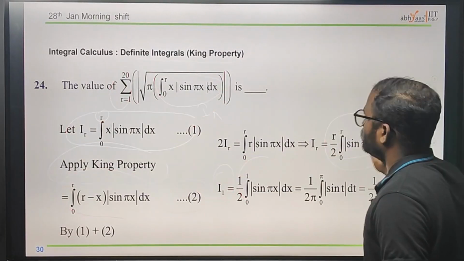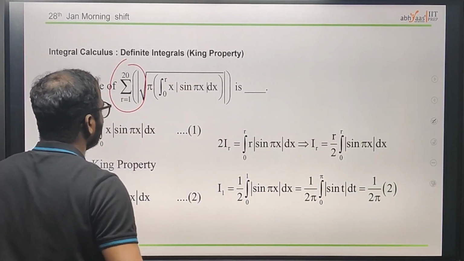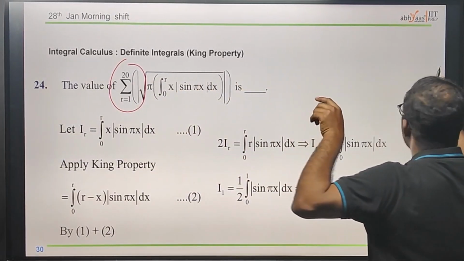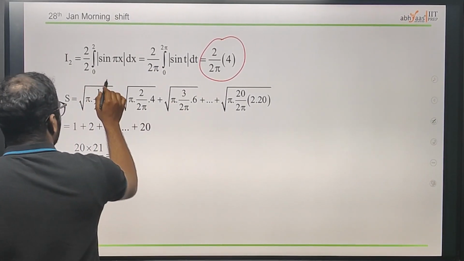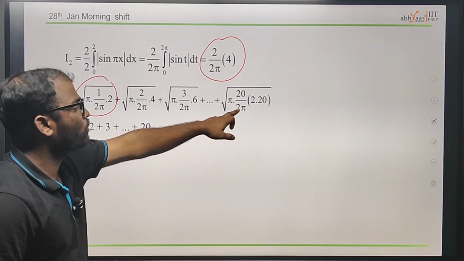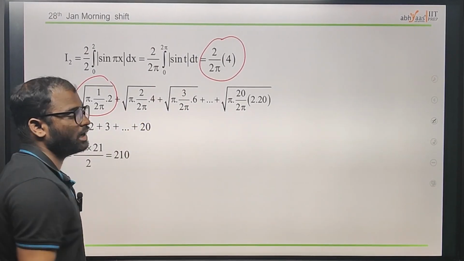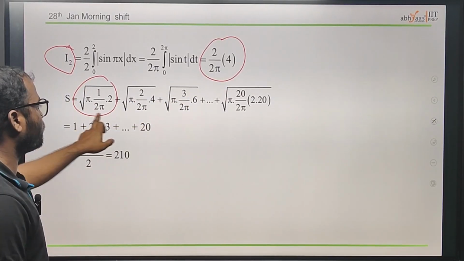Ultimately we need to find this one, just the summation of modulus. Just taking the root of this one, which will lead to root of pi into 1 by 2, 2 pi into 2, and 2 pi into 4 and 6 up to 20. It will vary. We just check it for up to 2, but we have for up to 20.